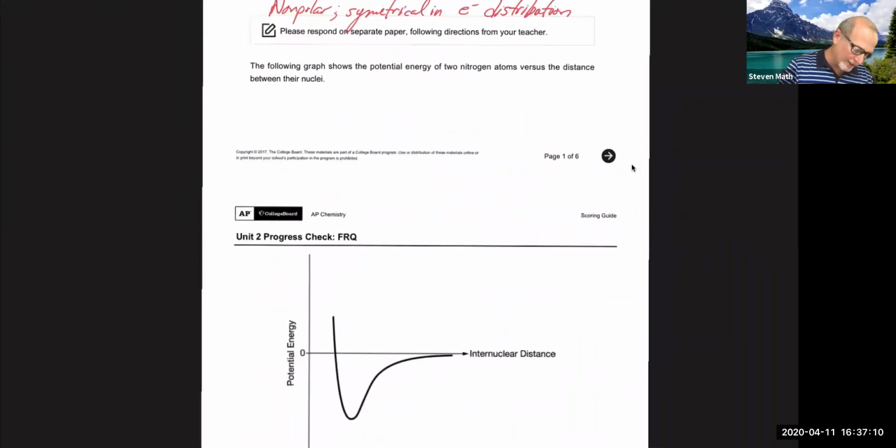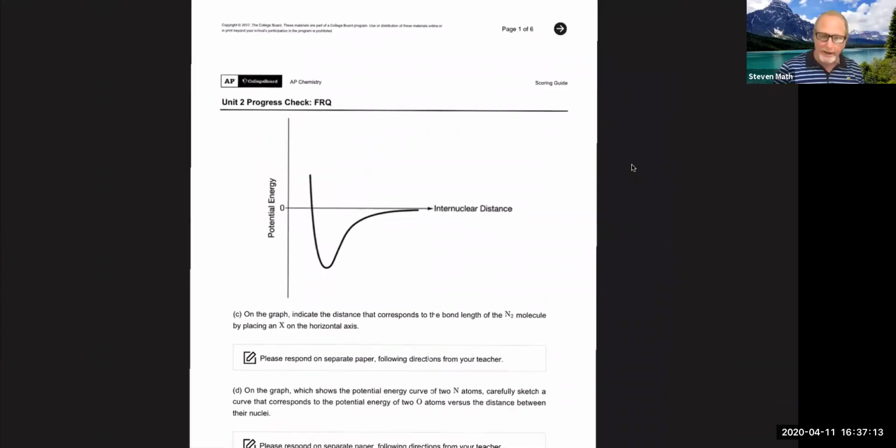The following shows the potential energy diagram for 2 nitrogen molecules. Now, this one is a really sneaky question. Actually, C and D, I think, are 2 of the harder questions in these review units. It's the simplicity of them. On the graph, indicate the distance that corresponds to the bond length of the N2 molecule by placing an X on the horizontal axis. Now, let me show you the right answer. Your X should go right there. How come? Because that's the x-axis. It asked for the X on the horizontal axis.